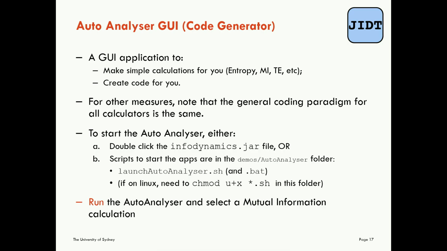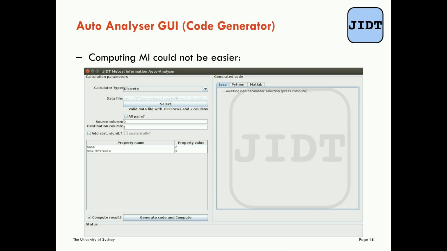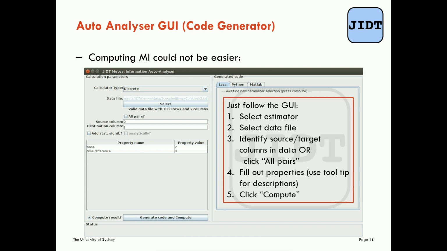Let's flick back to the slides for a moment. Okay, so as I said here, computing mutual information could not be easier. We are now ready to go with our point and click application. All we have to do is just follow what's laid out for us on the GUI. Okay, there's 5 easy steps here. I'm going to flick back to the GUI and show these to you.